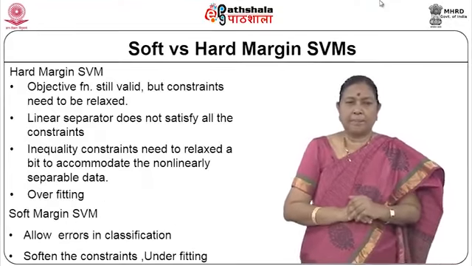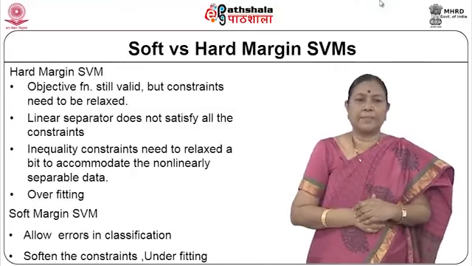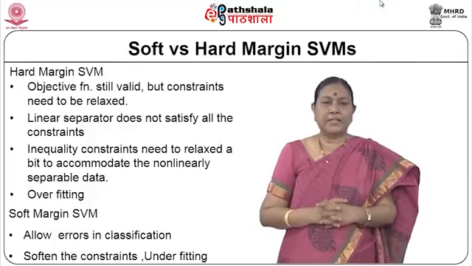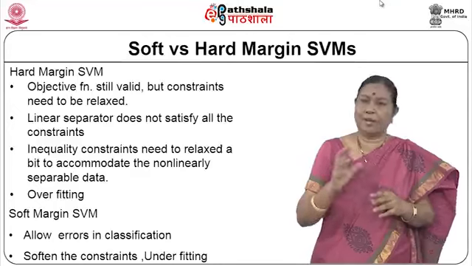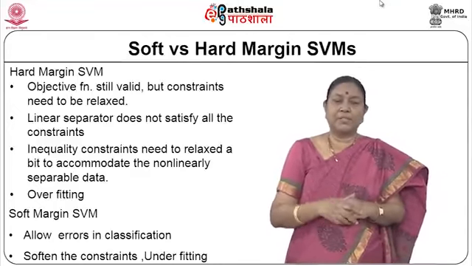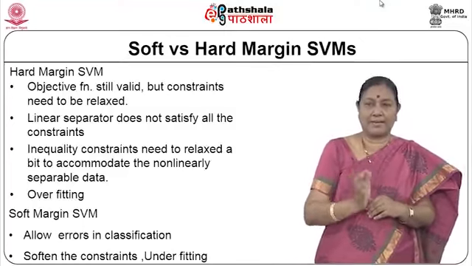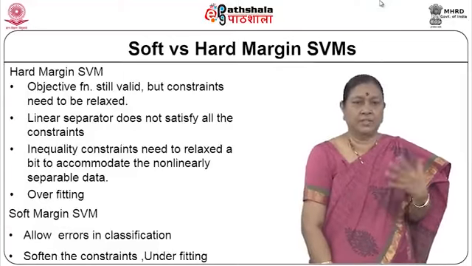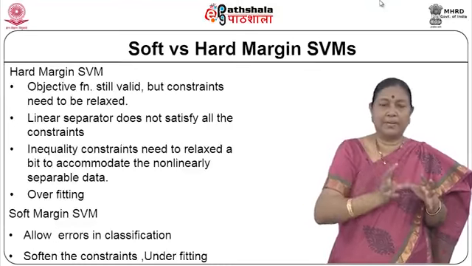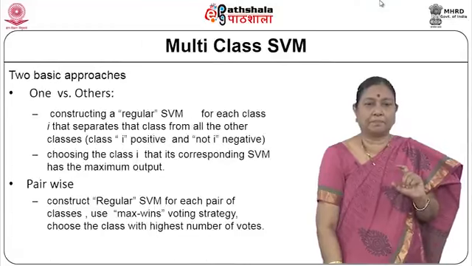Now, the hard margin SVM objective function is still valid, but the constraints need to be relaxed. For linearly non-separable data, not all the constraints will be satisfied. Inequality constraints need to be relaxed a bit to accommodate the non-linearly separable data, and it may result in overfitting. Soft margin allows errors in classification or misclassification, softens the constraints and makes it go to underfitting. So, that is the idea. From overfitting we are trying to move towards underfitting by putting this eta value, choosing the appropriate C.